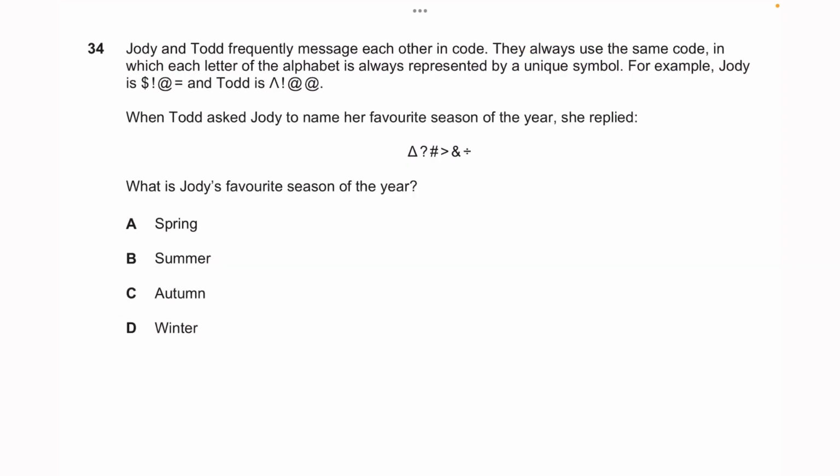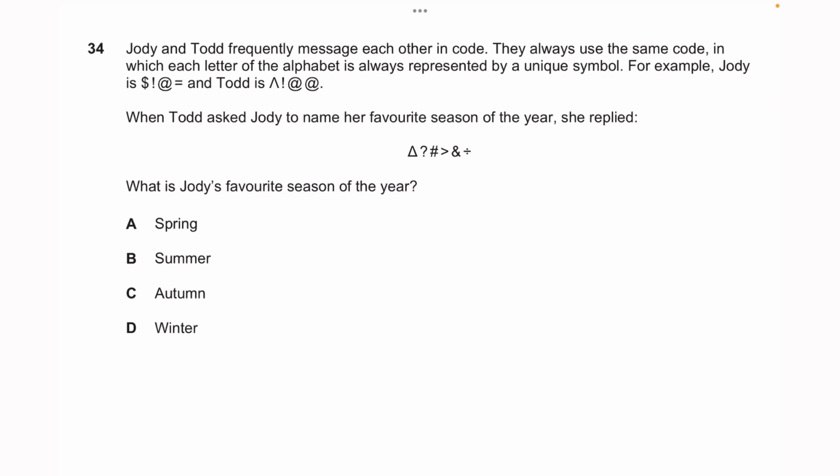Okay, so let's have a look at question 34. Question 34 says this: Jody and Todd frequently message each other in code. Now, they always use the same code in which each letter of the alphabet is always represented by a unique symbol. For example, Jody is dollar exclamation at equals, and Todd is upper sign exclamation at and at. Now, when Todd asked Jody to name her favorite season of the year, she replied with this. So what is Jody's favorite season of the year?